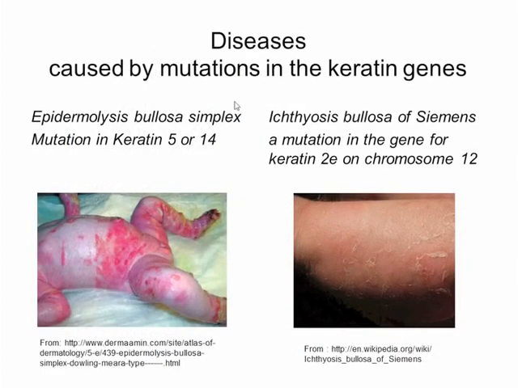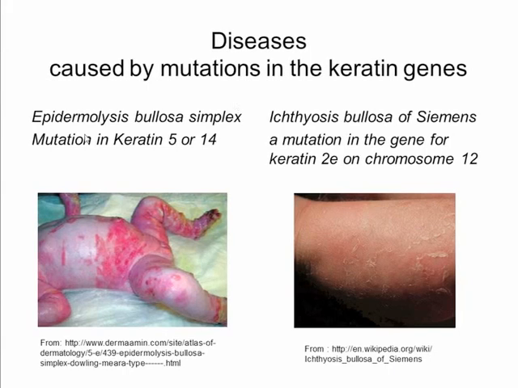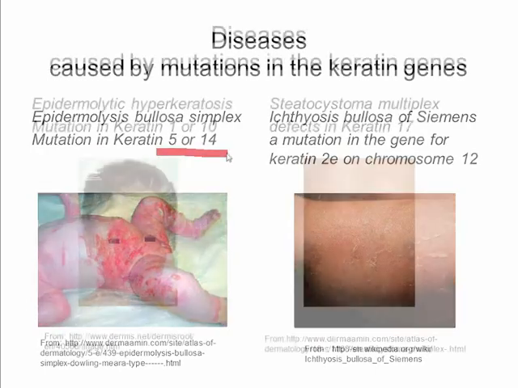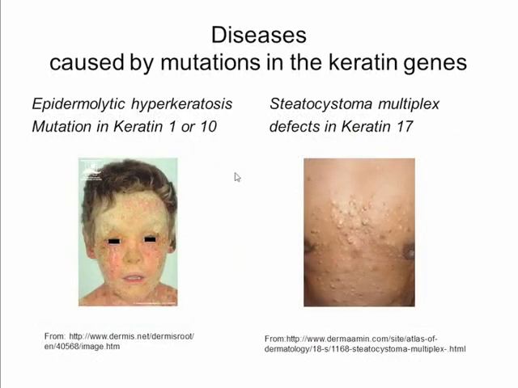Keratin genes are associated with certain diseases when there are mutations of those genes. And epidermolysis bullosa simplex is a mutation of keratin 5 or 14. So do remember that epidermolysis bullosa comes in a number of different forms, and this bullosa simplex, it's a mutation of keratin. There are also conditions where we have hyperkeratosis. This young boy here with epidermolytic hyperkeratosis, that's a mutation of keratin 1 or 10.